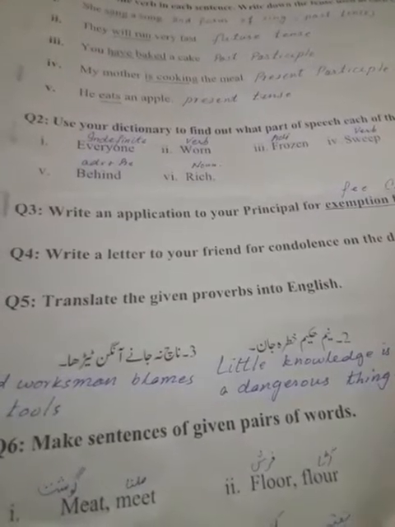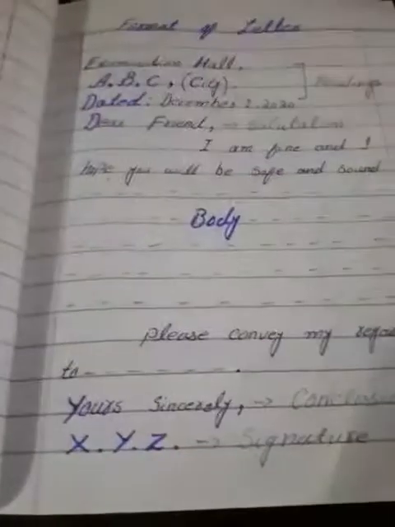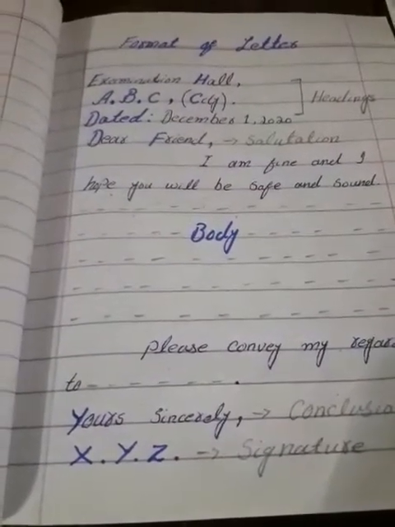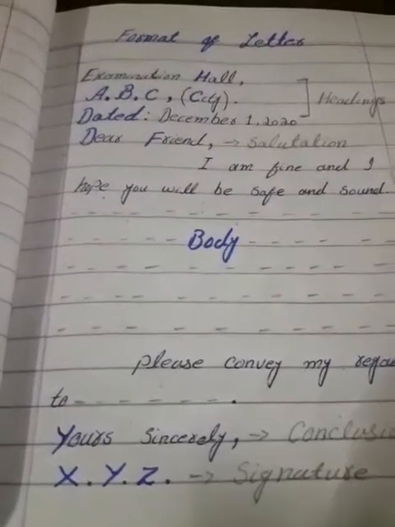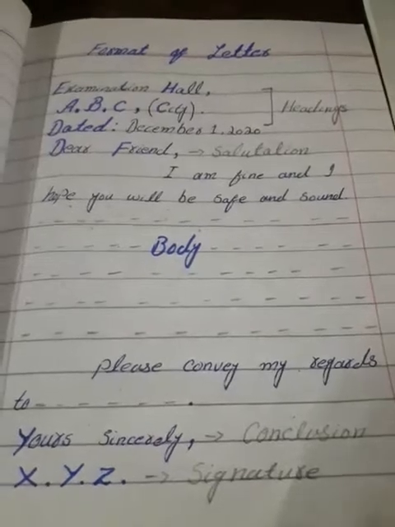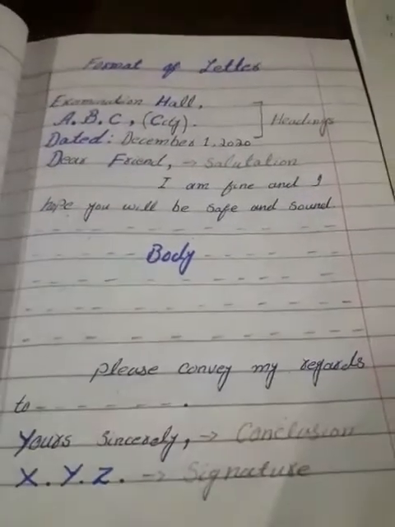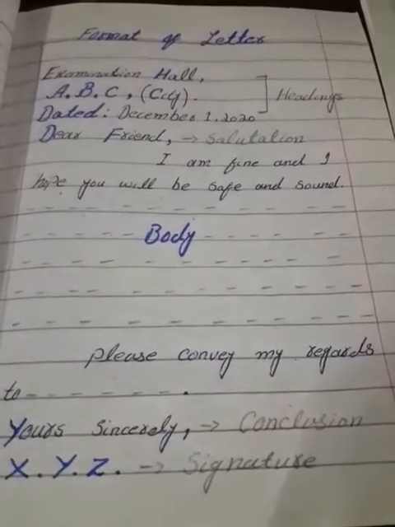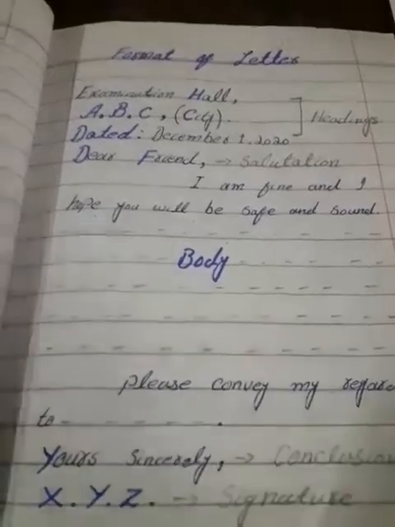Now we will move on to question number 4, which is the next task. You have to write a letter to your friend for condolence on the death of his mother. What do we mean by condolence? Condolence means taziyat karna, to console someone. So you have to console your friend in the letter on the death of his mother.